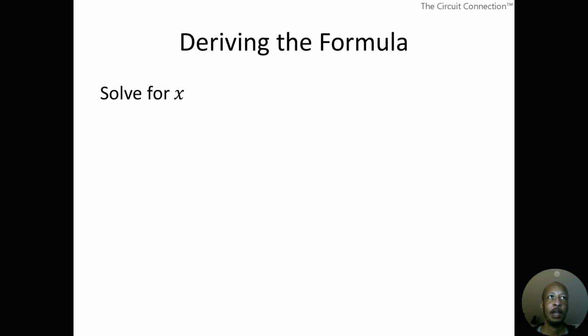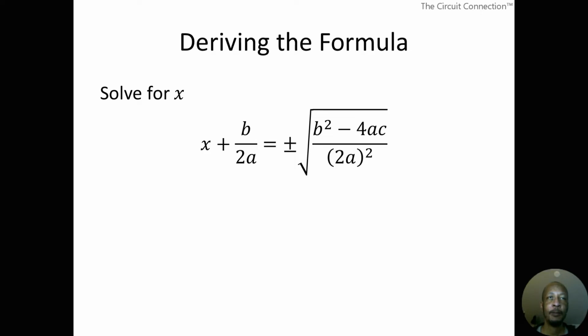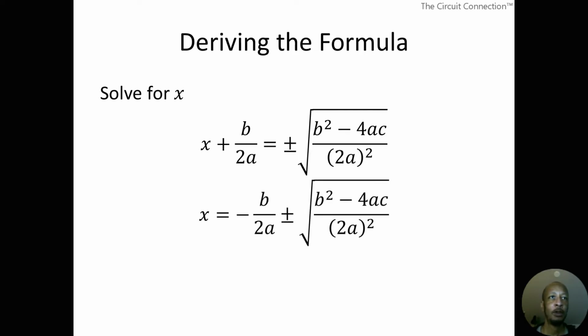So next, I'm going to solve for x and apply my square root to both sides. And I'm going to have plus or minus the square root of b squared minus 4ac divided by 2a squared on the right side. And so then I'm just going to transfer that positive b over 2a from the left side to the right side, and you're going to have negative b over 2a on that right side.